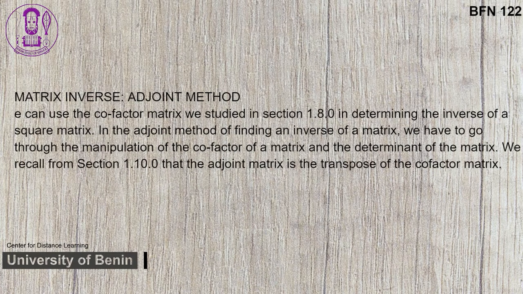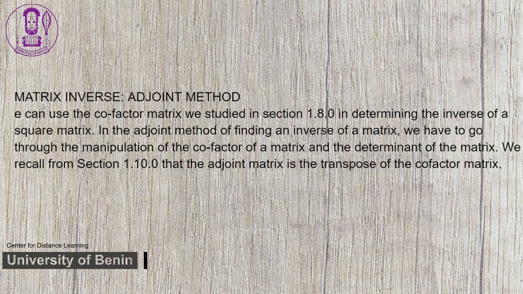Matrix inverse, adjoint method. We can use the cofactor matrix we studied in section 1.8.0 in determining the inverse of a square matrix. In the adjoint method of finding an inverse of a matrix, we have to go through the manipulation of the cofactor of a matrix and the determinant of the matrix. We recall from section 1.10.0 that the adjoint matrix is the transpose of the cofactor matrix.